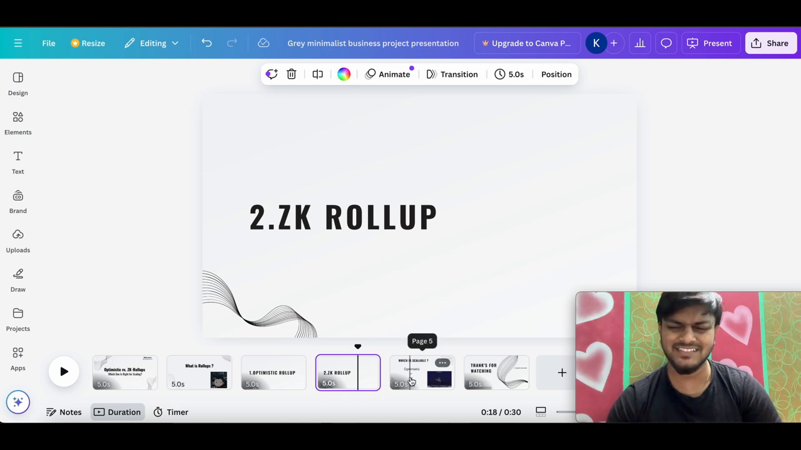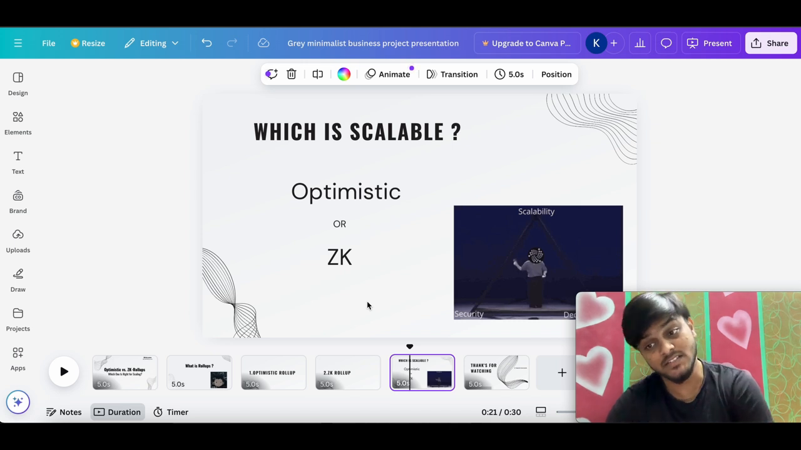Yeah. This is a basic outline of what optimistic and ZK are. Now comes the main question: which is more scalable, optimistic or ZK? To answer this, it depends on you guys and what you need. If you want something that is easier to deploy and easier to use, you can go with optimistic. But if you need those transactions to be faster, the better way is to go with ZK.